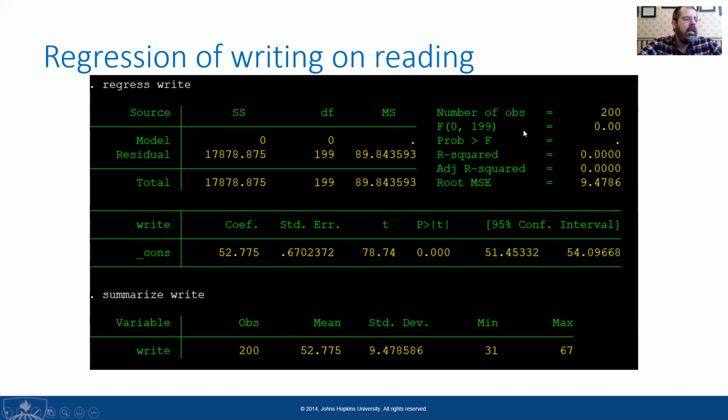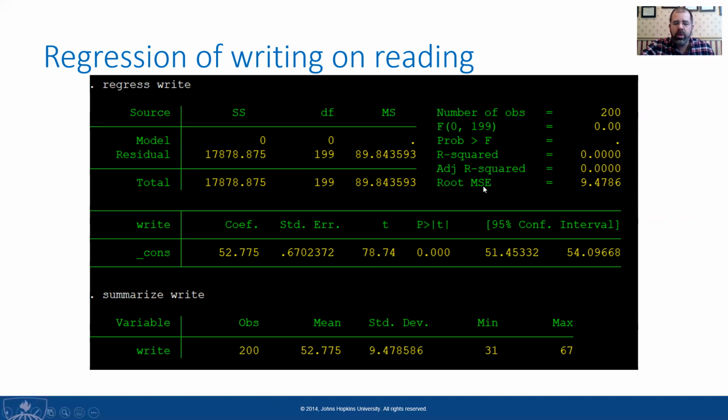The F-test is a global test, which is chi-squared distributed, of whether the covariates in the model altogether, of which there are none here in this example, explain a statistically significant amount of the variation. Here the F-test is 0, and it's not statistically significant, obviously. The R-squared describes the proportion of variability in the outcome Y, which here is writing ability, that is explained by all the covariates. Here, again, the R-squared is 0 because there are no covariates.